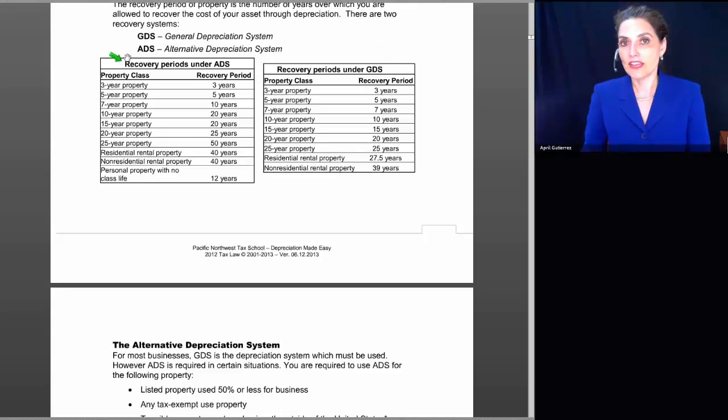fall under ADS. And under ADS, things are not quite as friendly. 3-year property is still 3-year, and 5-year property is still 5-year property, but 7-year property has to be depreciated over 10 years, 10-year property over 20 years, 15-year property over 20 years, 20-year property over 25 years, 25-year property is depreciated over 50 years, residential rental property is depreciated over 40 years, as is non-residential rental property, and personal property with no class life assigned to it is depreciated over 12 years.